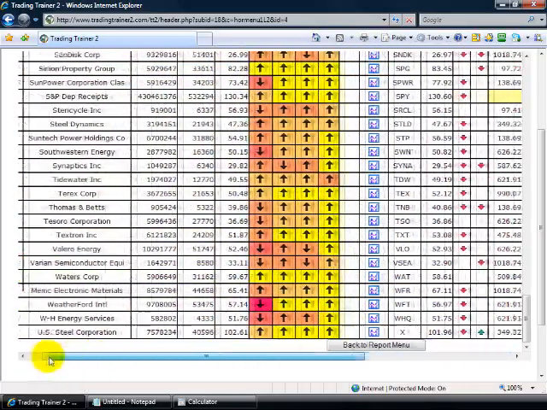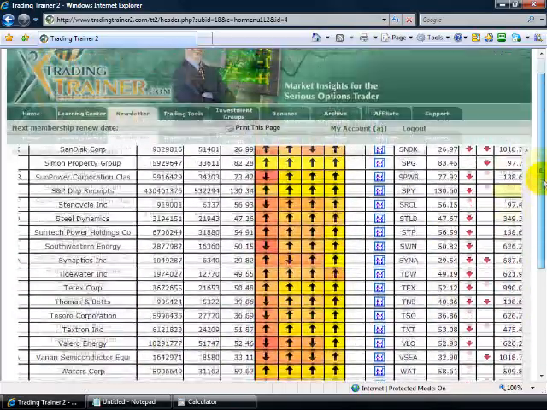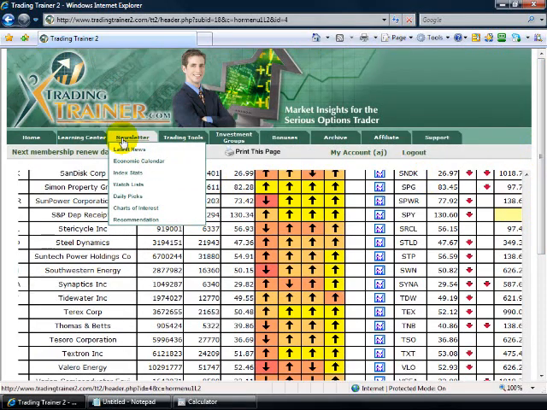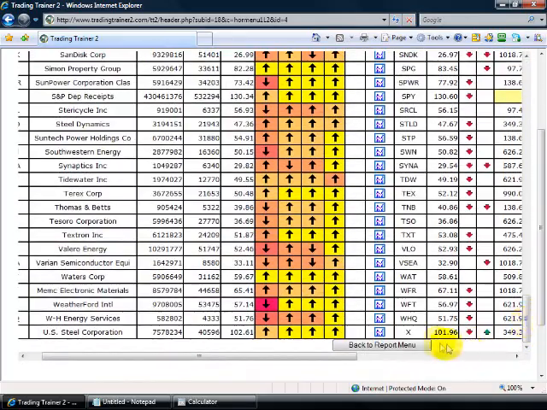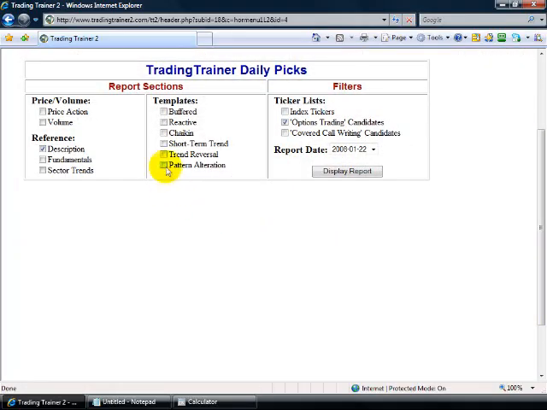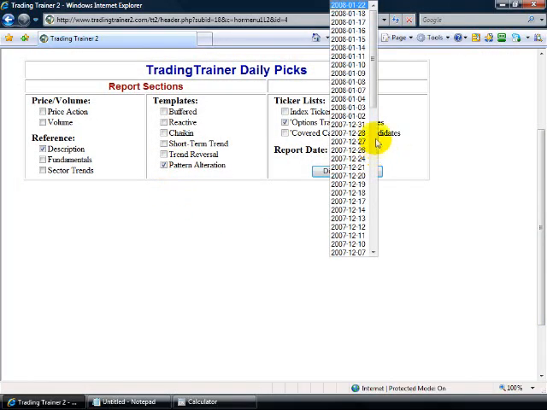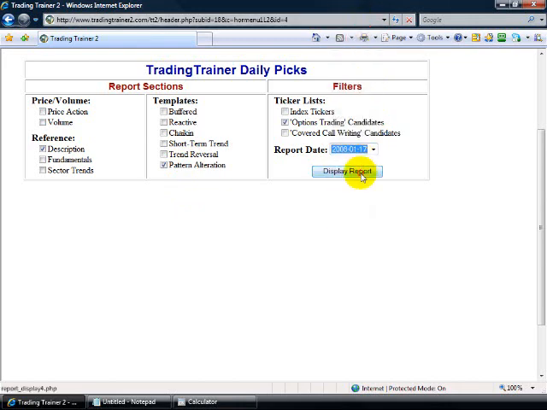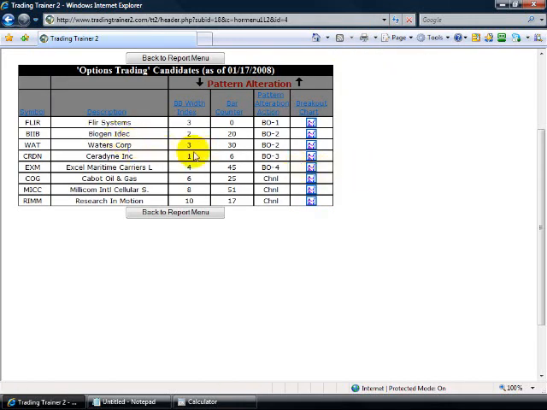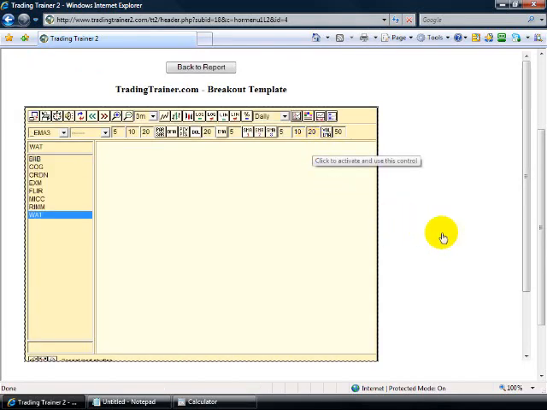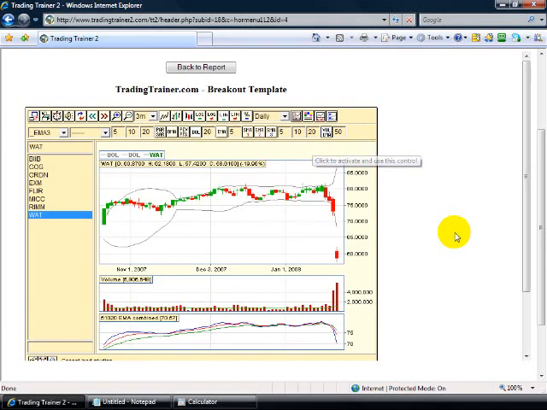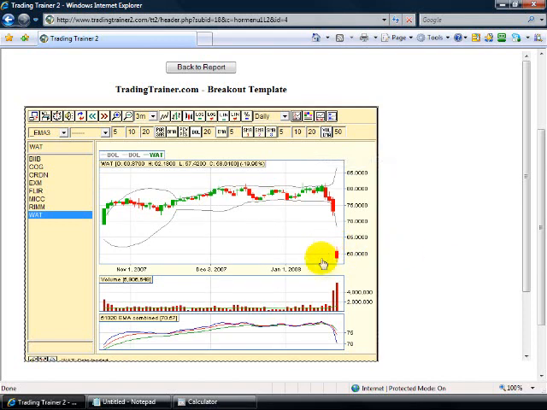So I want to go ahead and plot this using my pattern alteration. Again, I'm going to go back to last Thursday just to make it easy on myself. And then let's go ahead and plot this guy. So here comes Waters. Wow. Look at the gap down between last Friday and today.